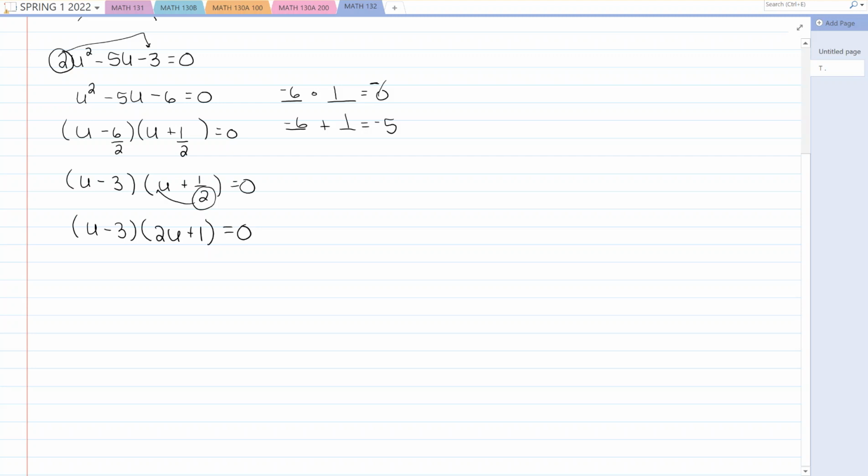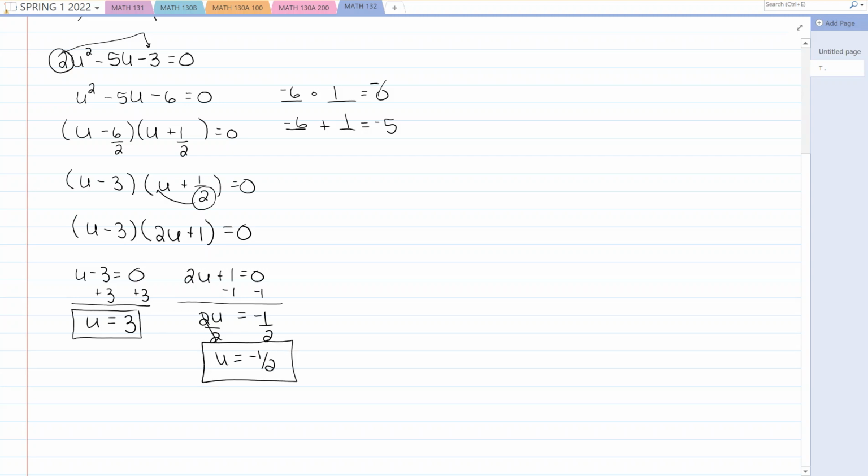But if you're asked to solve for u, you have to set each factor equal to 0 and then solve for u. So here's where you might be getting weird sign changes. To solve for u, you add 3 to both sides of the equation. u equals 3 is a solution to that equation. Solve for u here, subtract 1 from both sides. 2u equals negative 1, divide by 2. u equals negative 1/2.